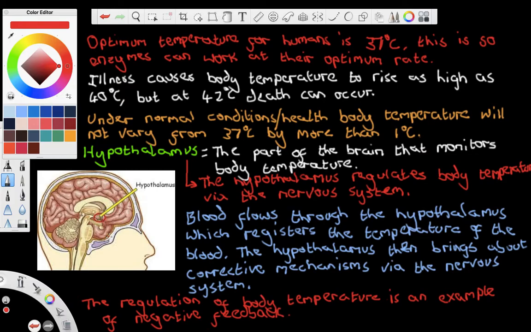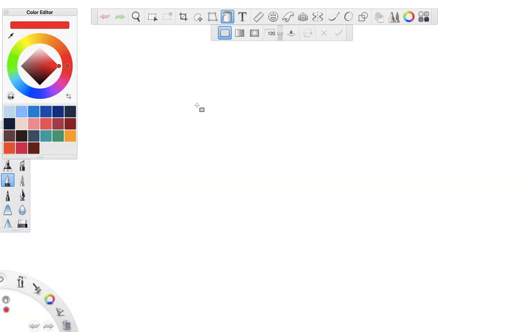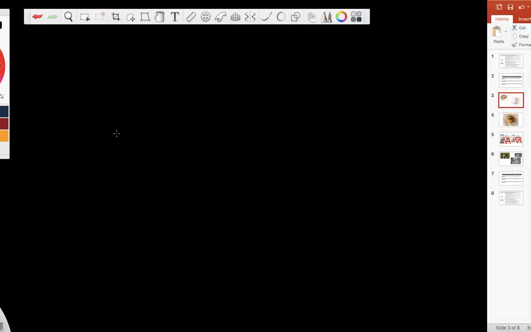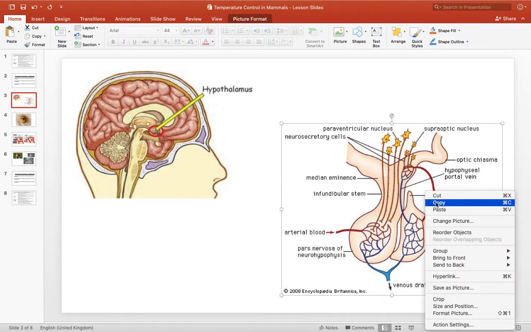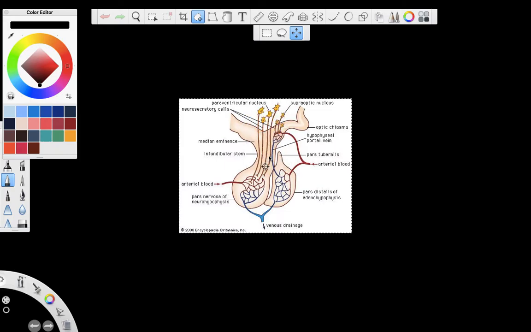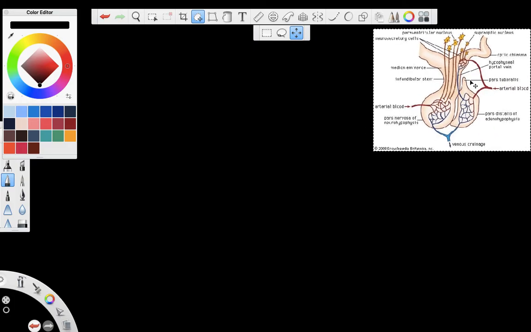The regulation of body temperature is an example of negative feedback. Okay? Now, unlike the thermostat in your house, because you'll probably do some reading, and if we were doing this in lesson, I would have used it as an example. Unlike the thermostat in your house, your hypothalamus has the ability to both warm you up and cool you down. Okay? Now, your central heating system only has the ability to warm a room up.